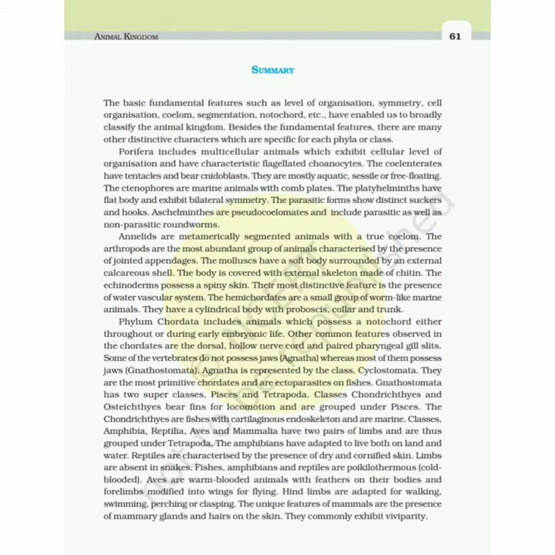Summary. The basic fundamental features such as level of organization, symmetry, cell organization, coelom, segmentation, notochord, etc. have enabled us to broadly classify the animal kingdom. Besides the fundamental features, there are many other distinctive characters which are specific for each phylum or class. Porifera includes multicellular animals which exhibit cellular level of organization and have characteristic flagellated choanocytes. The coelenterates have tentacles and bear cnidoblasts. They are mostly aquatic, sessile or free-floating. The ctenophores are marine animals with comb plates.